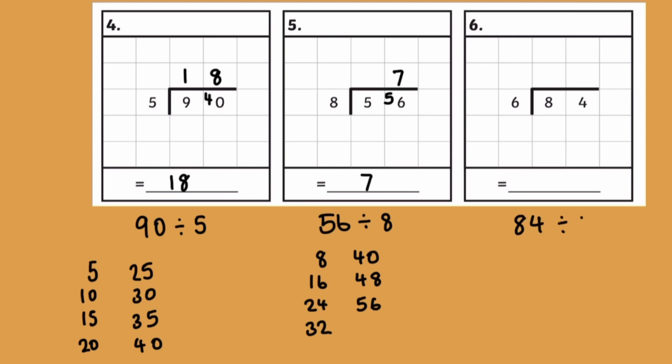And finally, last one of the 2-digit number. So we've got 84 divided by 6. So how many lots of 6 go into 8? We have 1 with 2 left over. So let's write out our 6 times table. 6, 12, 18, 24. So 6 times 4 is 24. So 4 lots of 6 go into 24. So we can see 14 is our answer.